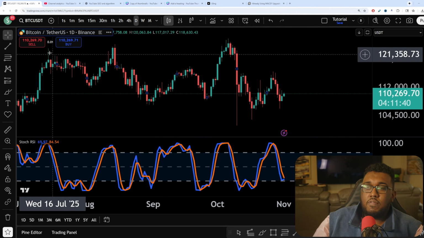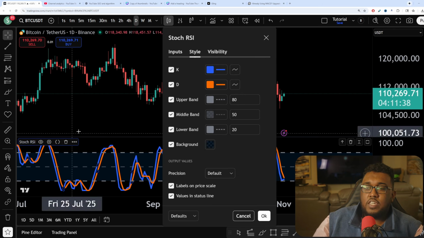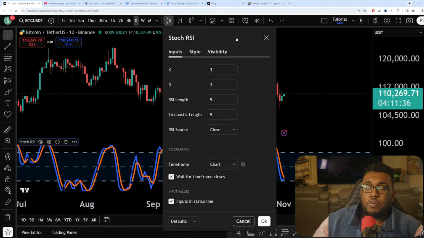So after all of that here, we're going to go back and change this to the default settings, or I should say the swing trading settings, right? So for this one, we go back to 14 and 14 for the RSI length and stochastic length.